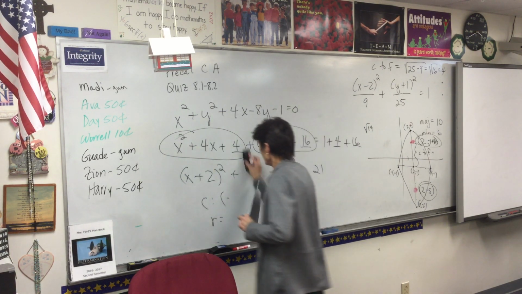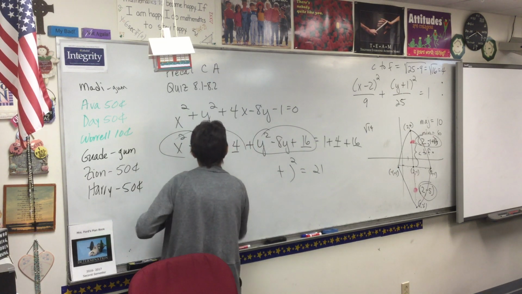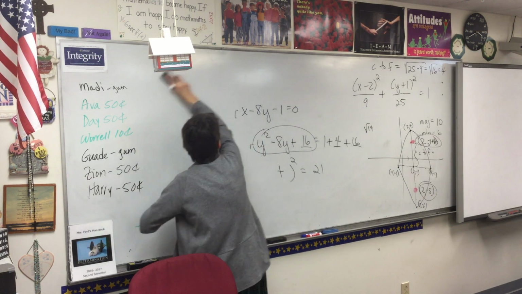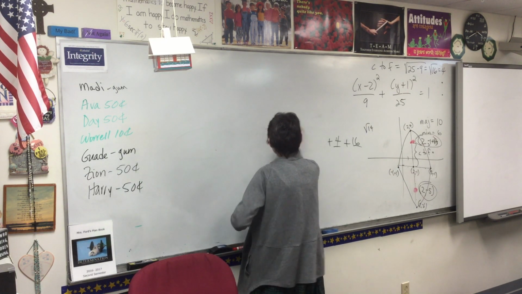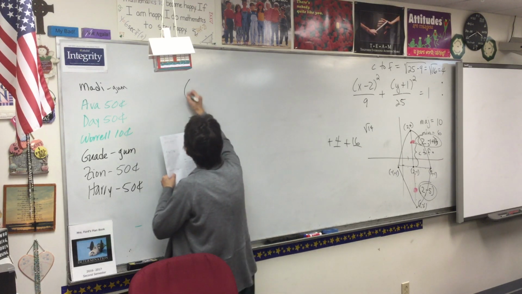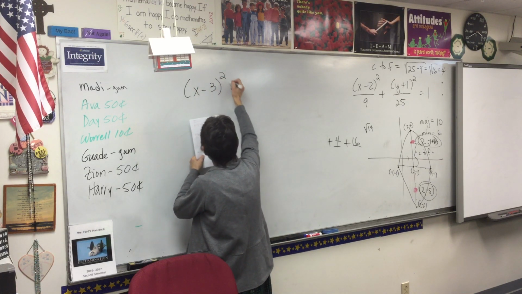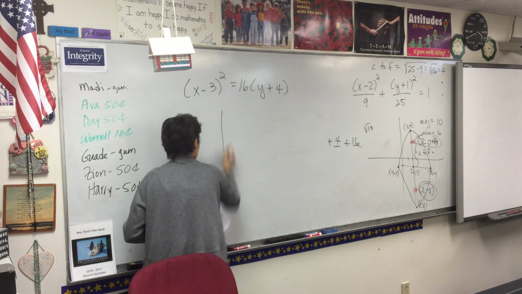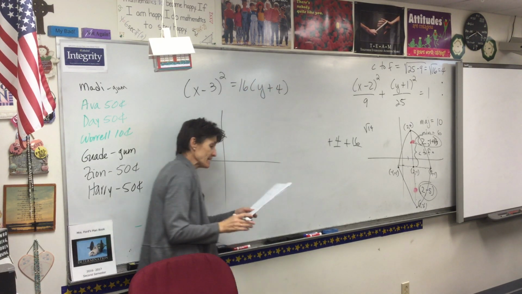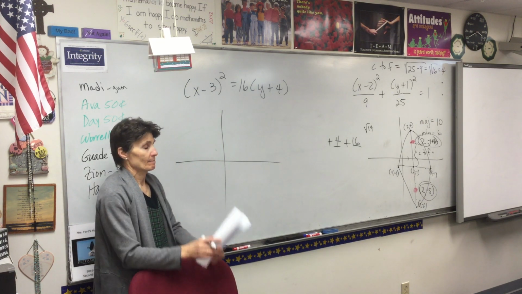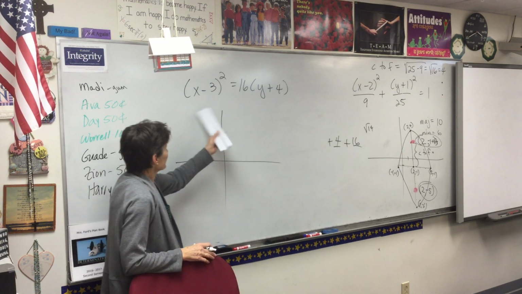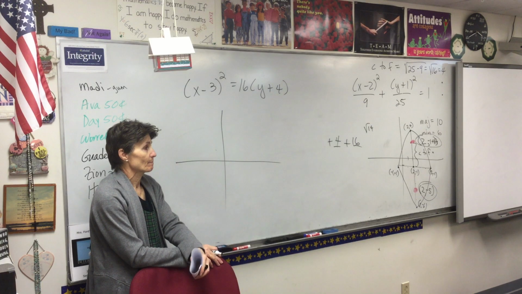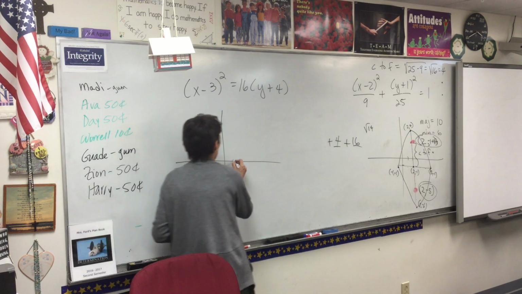All right, then the last one. This was on the quiz I just returned. This is our parabola. Okay? V stands for vertex. Take a look at that equation. Where is the vertex? 3, negative 4.